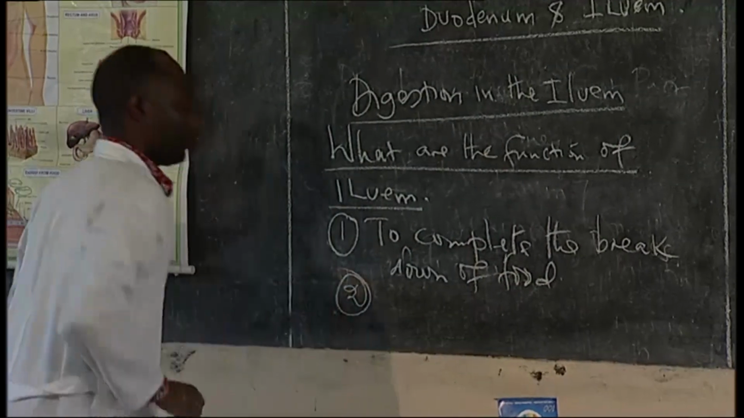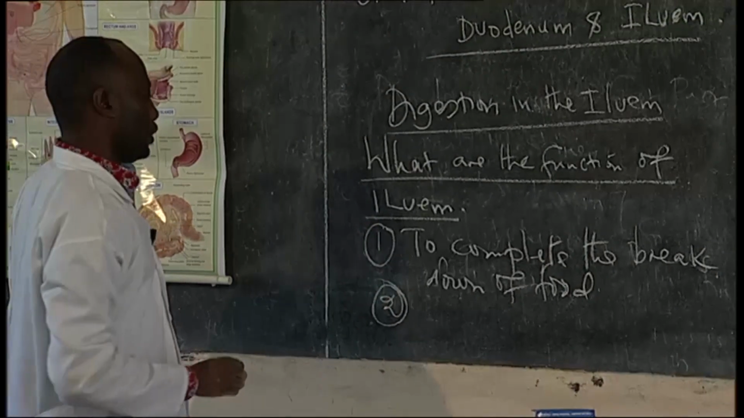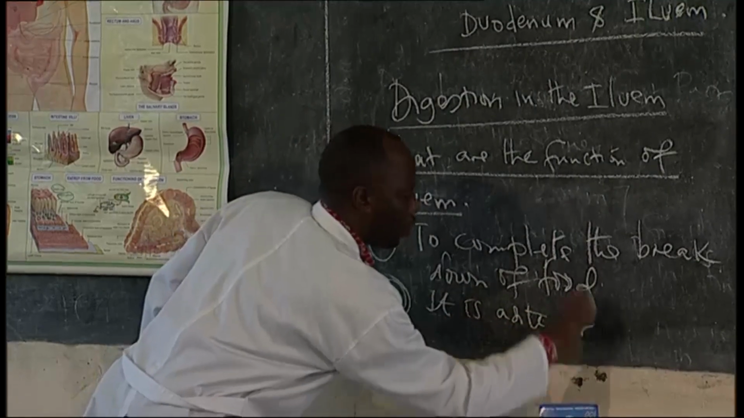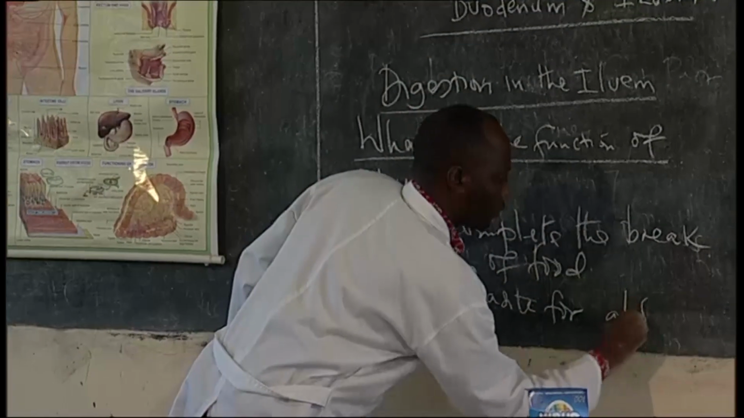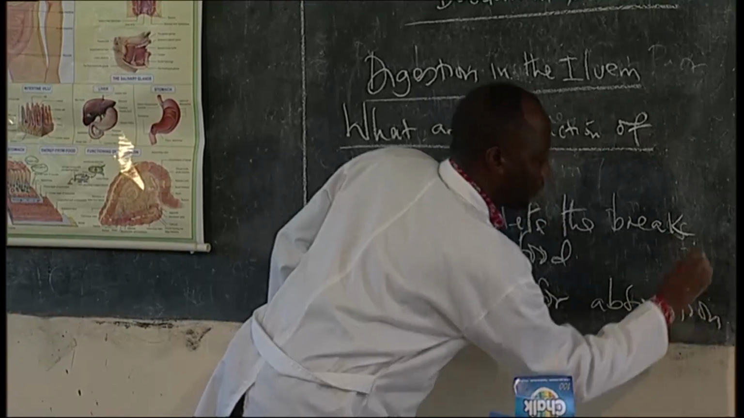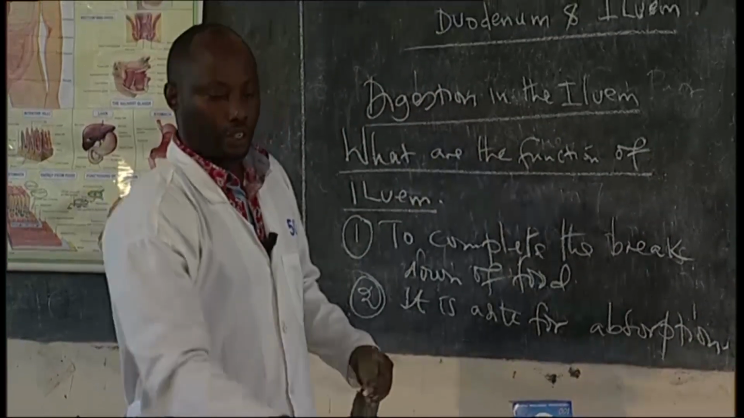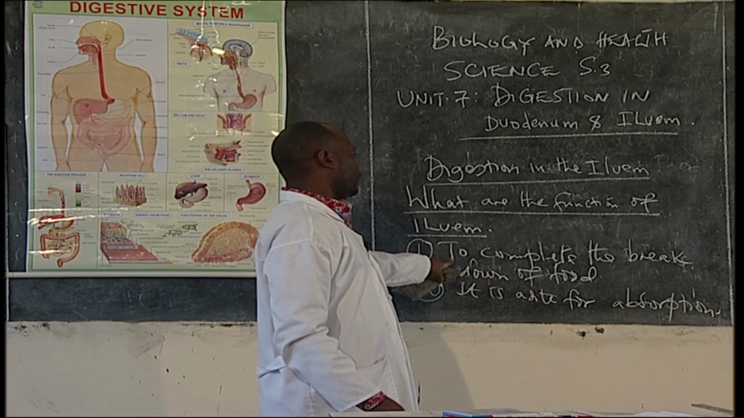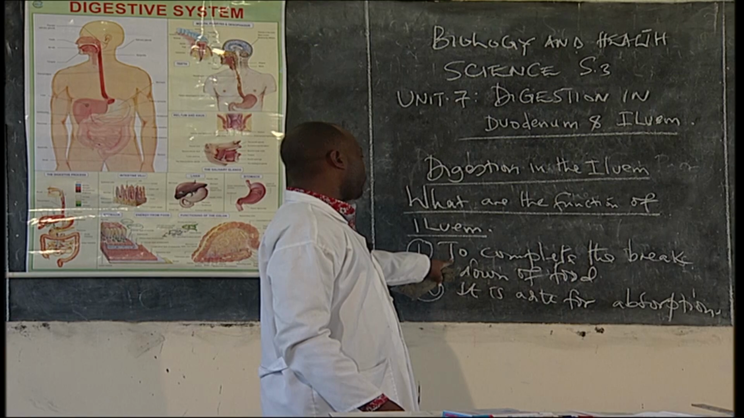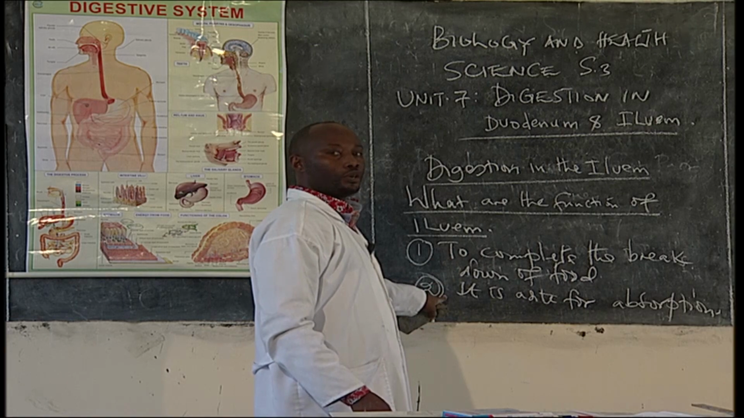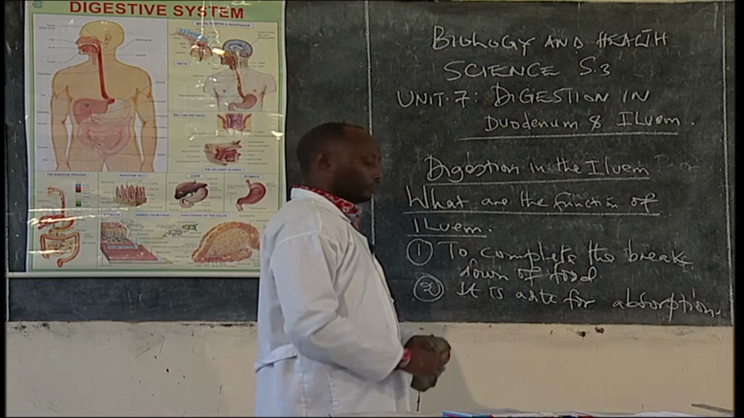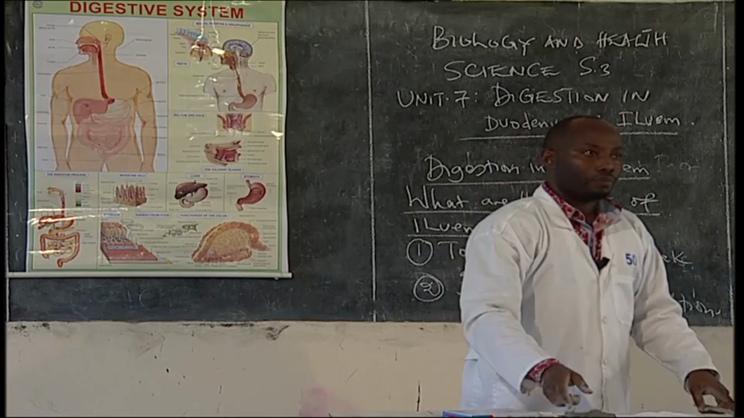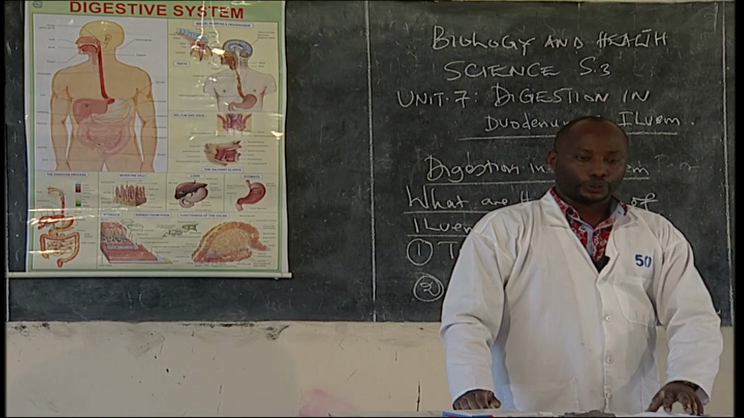Number two, another function of the ileum is that it is a site for absorption. The site of absorption is found in the ileum. So one of the functions of the ileum is to complete the breakdown of food. The second function of the ileum is the site for absorption. We normally know that the ileum is a site for absorption.